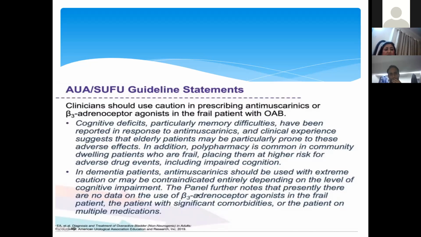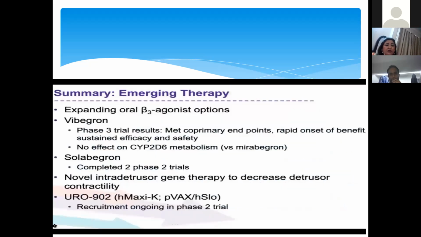So in dementia patients, antimuscarinics should be used with extreme precaution and are contraindicated because they actually aggravate the symptoms of dementia. So what if we don't have very effective management with these drugs? Are there other drugs? There are a number of trials.